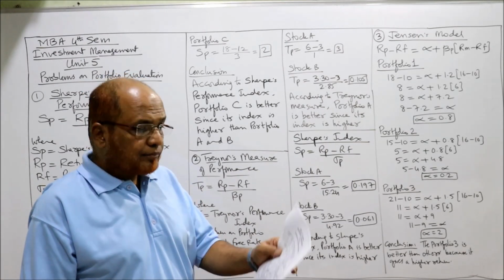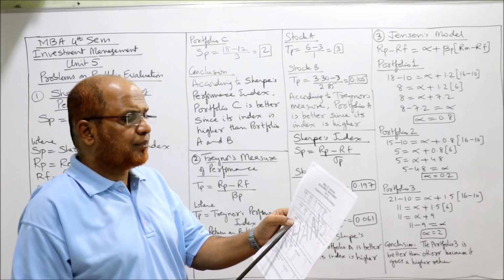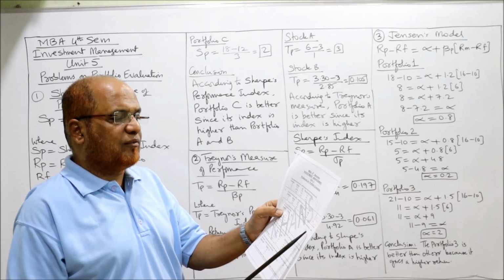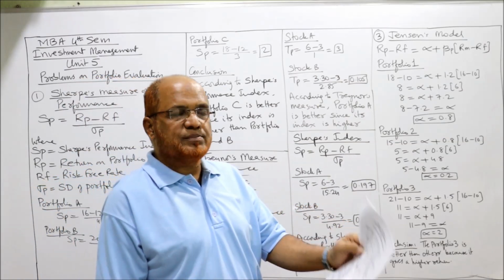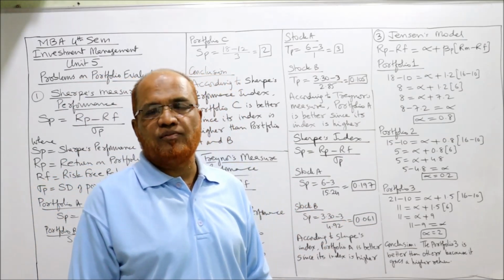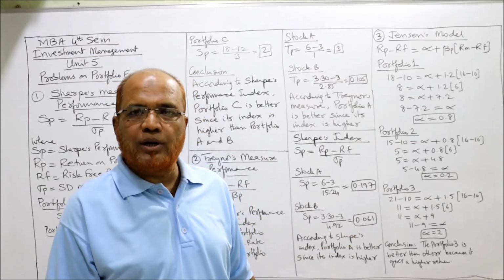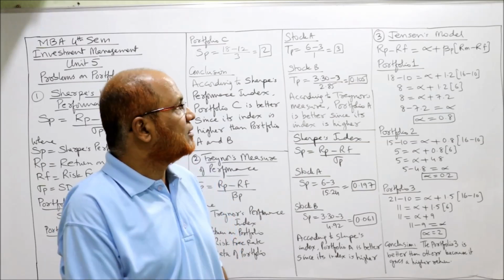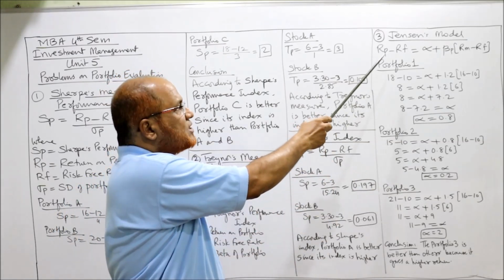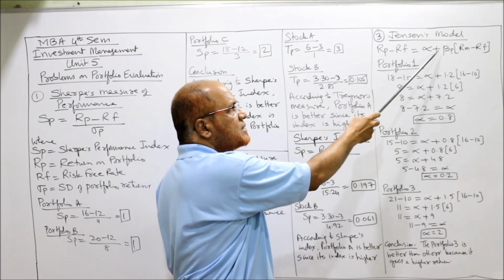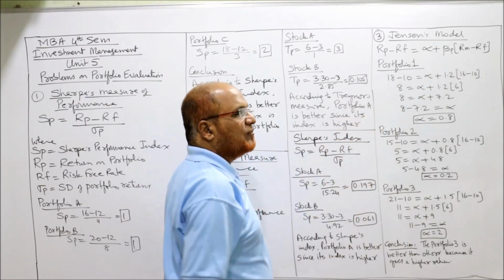ये हो गया सेकंड प्रॉब्लम। Now I am coming to the third problem. From the following information, using Jensen's measure of portfolio performance, state which portfolio is better. First two problems we have applied Sharpe and Treynor. The third problem we are going to apply Jensen's measure. The formula for Jensen is RP minus RF is equal to alpha plus beta P into RM minus RF.